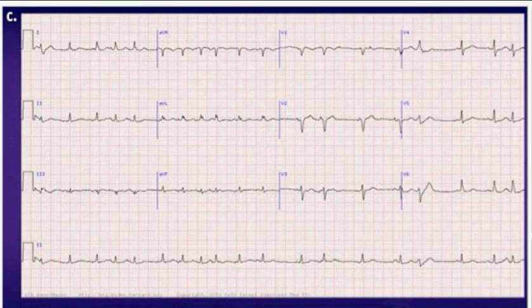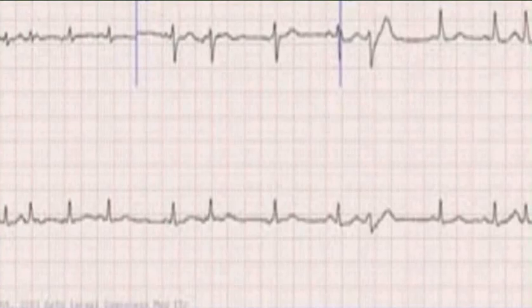There are multiple foci of P waves. Are there P waves? Yes, let's point them out. That's a P. That's a P. That's a P. There are P waves, but there are multiple different shapes. And there's a tachycardia: multifocal atrial tachycardia.